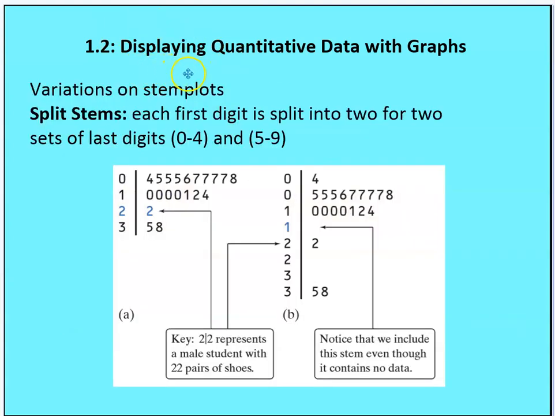All right, so variations in stem plot, we can have a split stem. So each first digit is split into 2 for 2 sets of last digits. All right, so I have 0, 1, 2, 3. And then because I have a bunch at 0, I'm going to split that into 2 zeros, 2 1s, 2 2s, and 2 3s. Representing the 2 2 here is a male student with 22 pairs of shoes. And please notice that we include the stem even though it contains no data. So if I'm splitting for one, I'm splitting for all of them. This is a split stem.